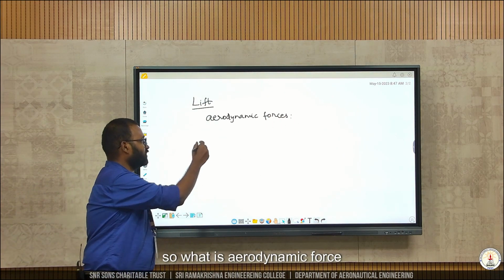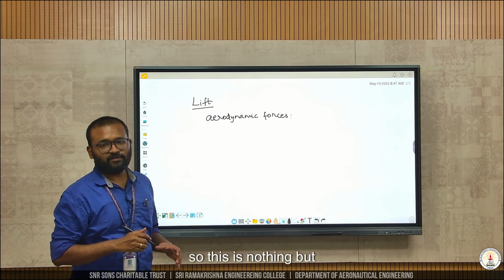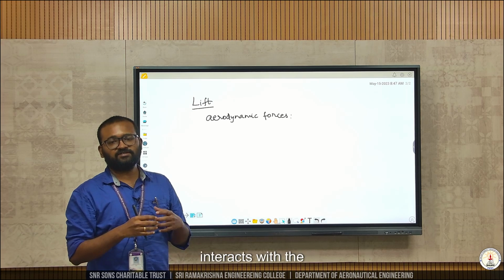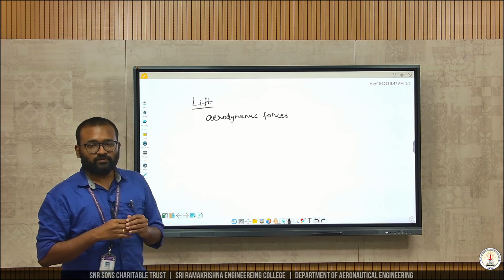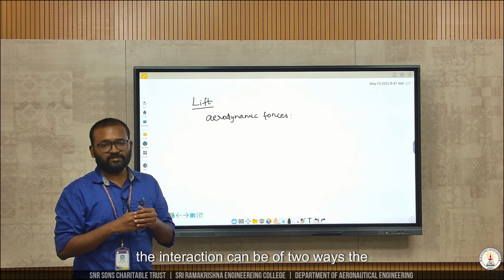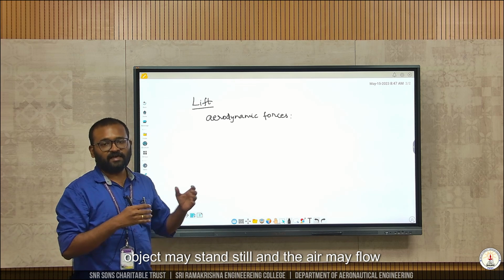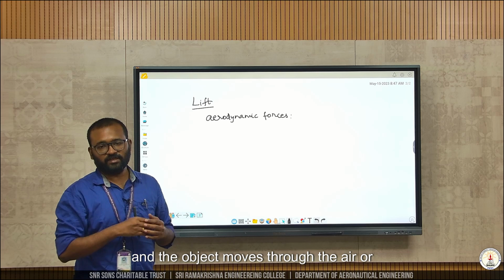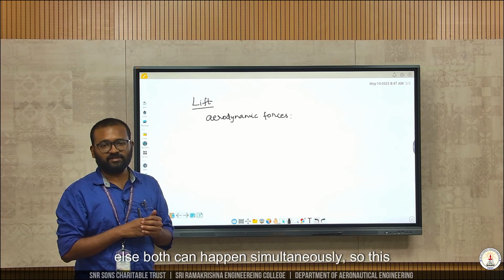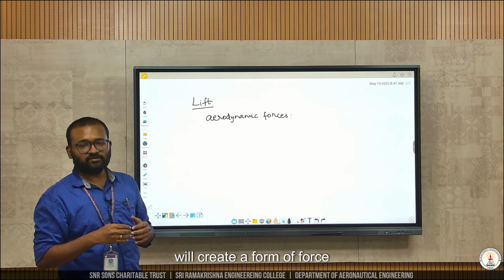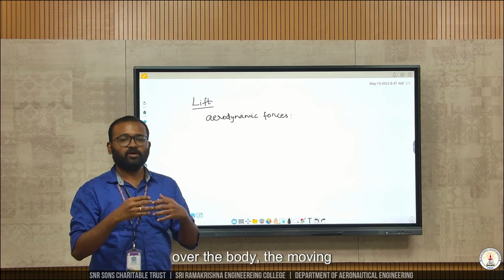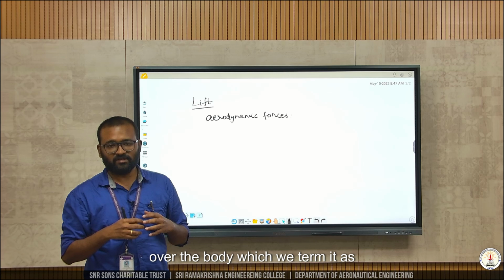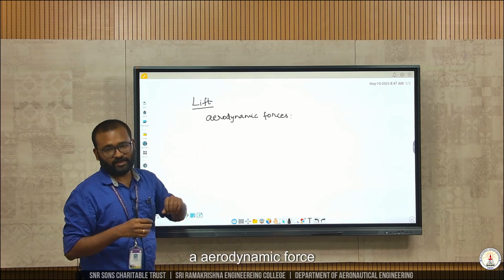So what is aerodynamic force? This is nothing but the force generated when an object interacts with the air. The interaction can be of two ways. The object may stand still and the air may flow over the object, or the air may stand still and the object moves through the air, or else both can happen simultaneously. So this will create a form of force over the body. The moving air exerts a force over the body, which we term as aerodynamic force.